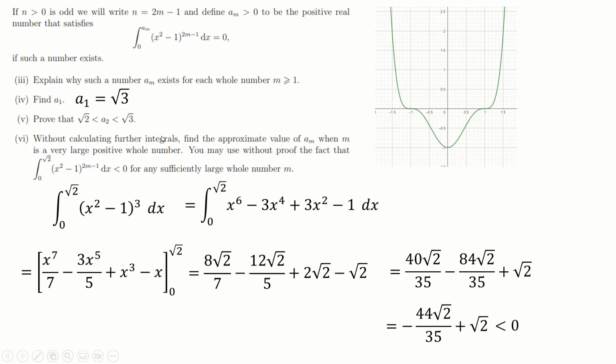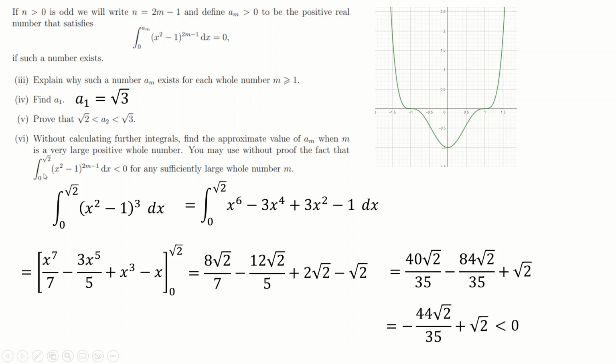Okay, so without calculating any further integrals, find the approximate value of am when m is very large. So okay, when you send this up to a really big power, what they're asking is, let me just remember what they're asking because I can't remember. Yeah, what they're asking is, for what value do you have to go up to make the integral 0? So when m was 1, you had to go up to root 3. When m was 2, you had to go somewhere between root 2 and root 3. And it's asking, well, what's the limit to that? So it's clearly gone down a little bit from root 3 to somewhere between root 2 and root 3.